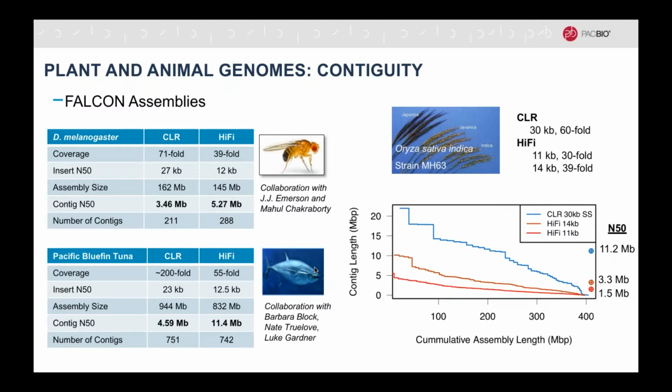Kingan N50 is 11.2 megabases for CLR versus 3.3 for the 14 kb HiFi library and 1.5 for the 11 kb HiFi library. It turns out that the dominant repeat type in rice are 11 to 13 kb gypsy-like LTR retrotransposons, which explains why the 14 kb HiFi library performs so much better than the 11 kb. But we were still disappointed by these results, so we dug in a little bit to the Falcon code and made some changes to expose some parameters specifically for HiFi data sets.